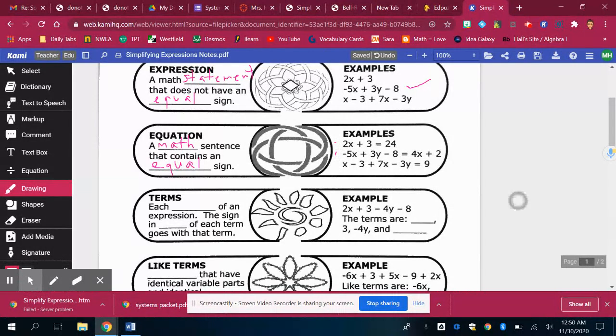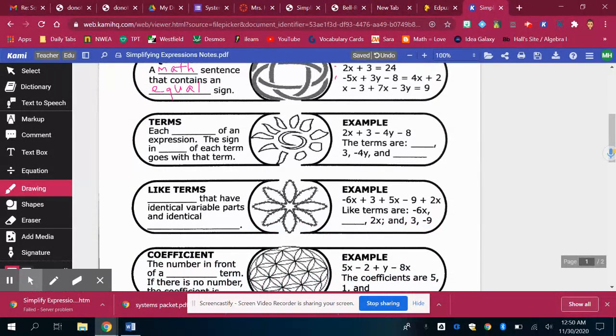Okay? Down here, we have terms. A term is each part of an expression. The sign in front of each term goes with that term. So we have 2x plus 3 minus 4y minus 8. The terms are 2x, 3, negative 4y, and negative 8.